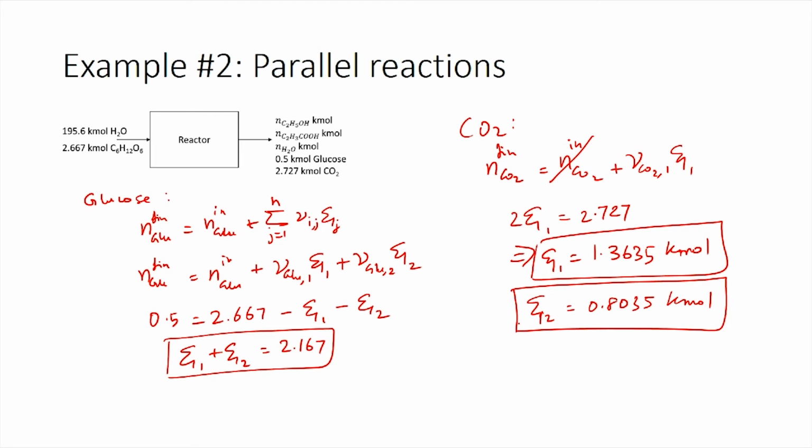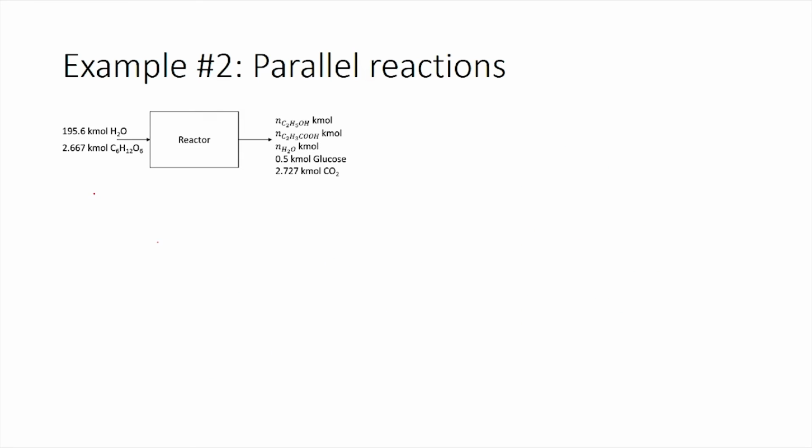For that, we should write component balances for the individual components. Let us start with the water balance. So, the water balance would be N water final is equal to N water initial plus stoichiometric coefficient of water in the second reaction times the extent of reaction for the second reaction. Water is not taking part in the first reaction and it is being produced in the second reaction. For this reason, we have used only the stoichiometric coefficient of water in the second reaction and the extent of reaction for second reaction.